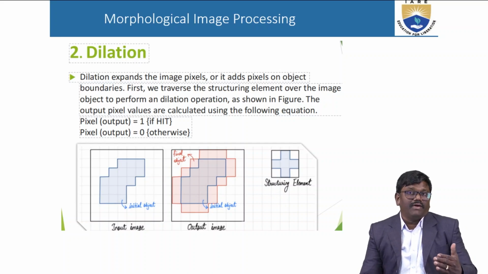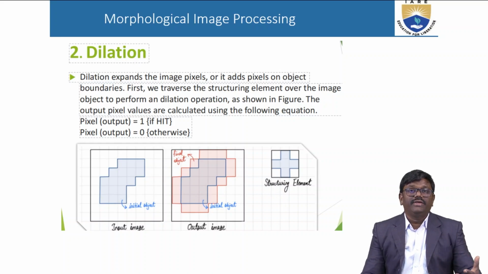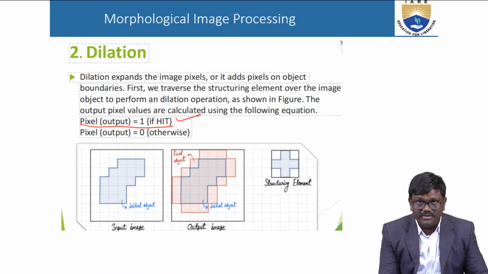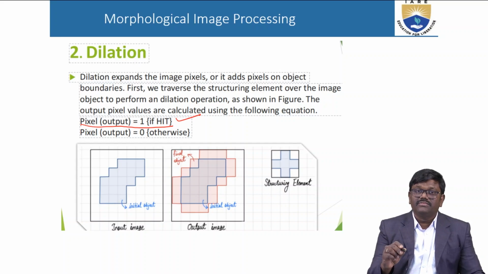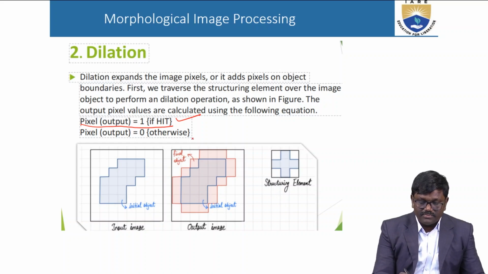The output pixel values are calculated using the following equation, the same as what we concentrated on in the erosion operation. Simply, we say the pixel output is equal to 1 if it is a hit. Previously under erosion, it was fit. What do we mean by fit? Fit considers all of the pixels of the input image, whereas here the pixel output in terms of hit means at least 1 pixel in the image. Otherwise it becomes 0.